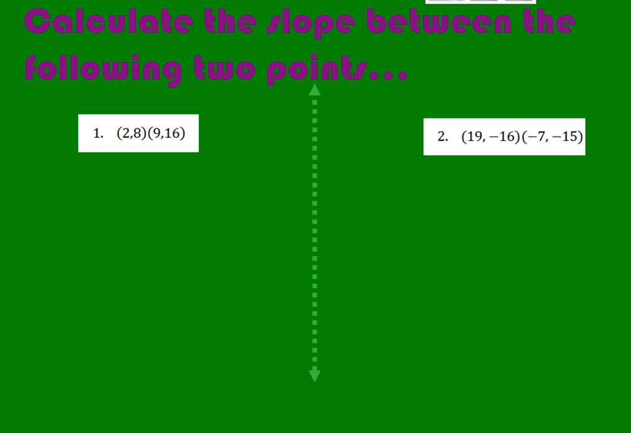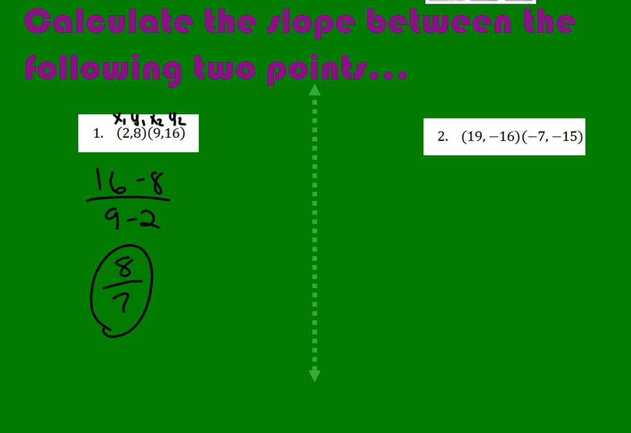So if you take 2 points, let's figure out the slope. So you're going, this is x1, this is y1, this is x2, this is y2. So you want to take 16 minus 8 over 9 minus 2. All right, y minus y over x minus x. So when I do that, the top is 8, the bottom is 7. There's my slope.